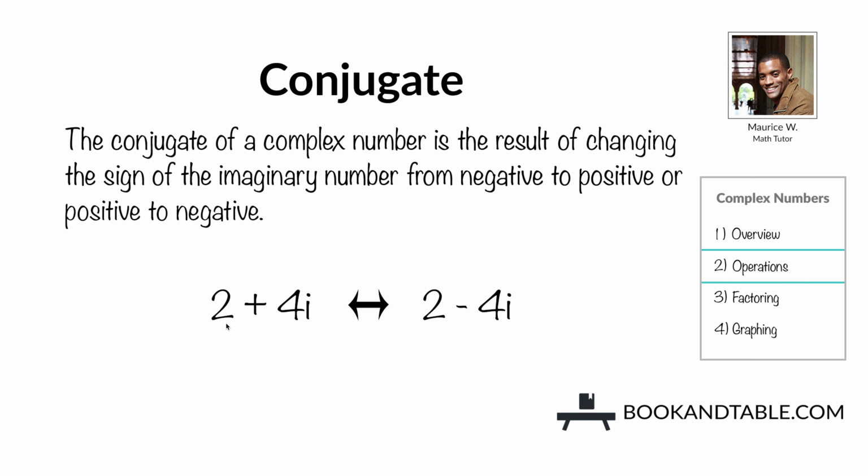So let's say we had 2 plus 4i. The conjugate, you want to switch the plus to a minus, giving you 2 minus 4i. If you have negative 2 plus 4i, the negative 2 remains the same, but positive 4i becomes negative 4i.